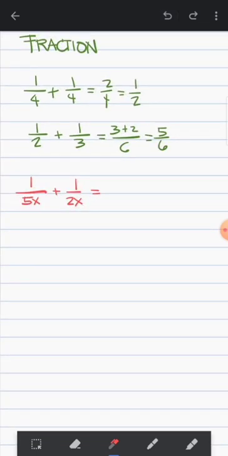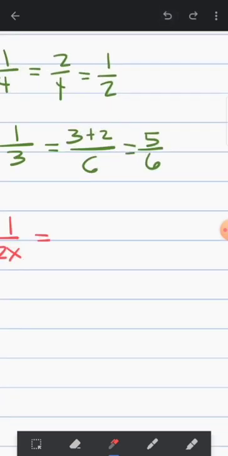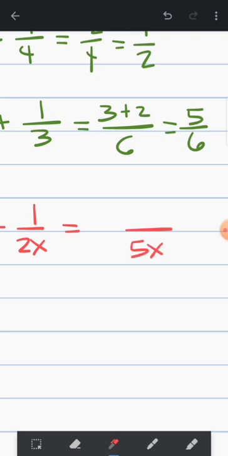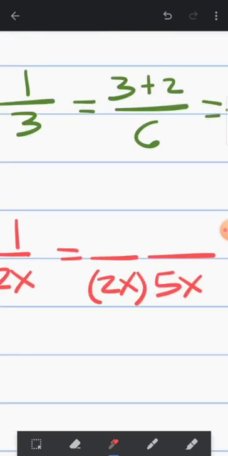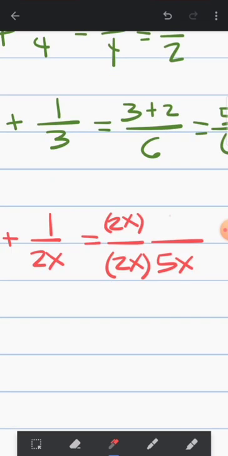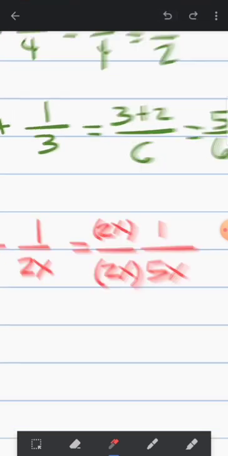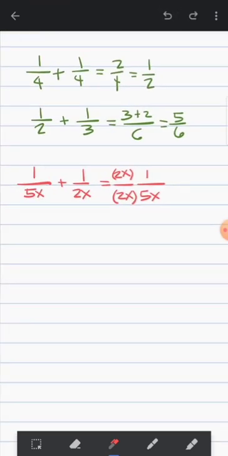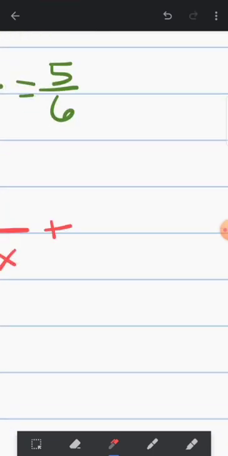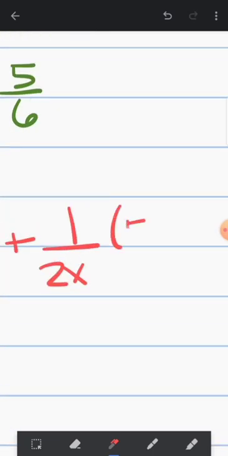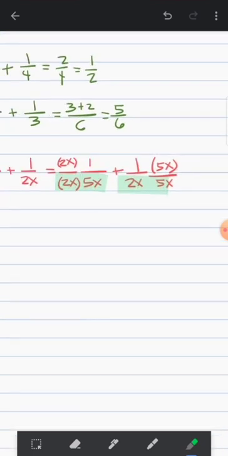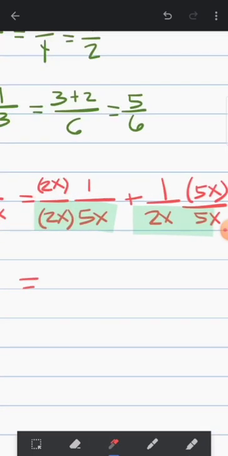Alright? And so with that, all we need to do is make them the same. So for 5x, we'll just have to multiply it by 2x over 2x. So nothing's changed here because 2x over 2x is still 1. So the equation is still balanced, but we managed to make the denominators the same. So for 2x, we're gonna multiply it by 5x over 5x. So with that, notice that the denominators are now the same, and so we can now add them together.